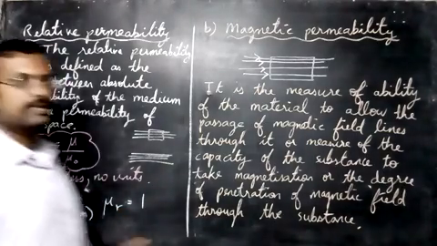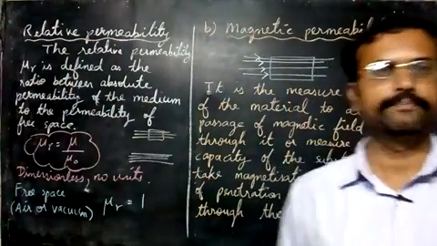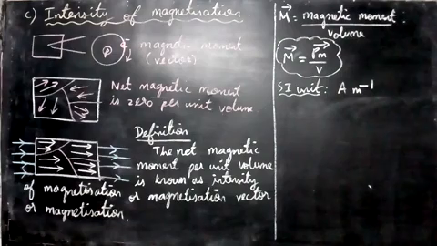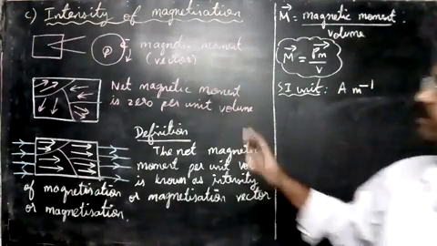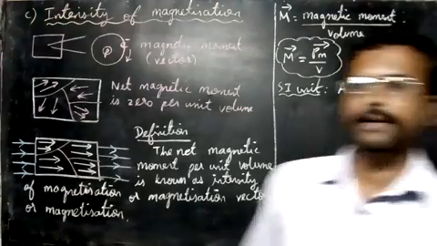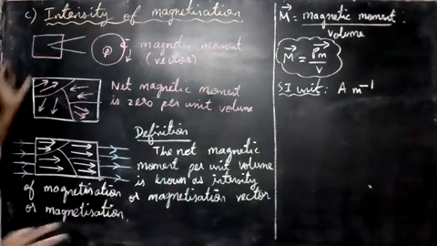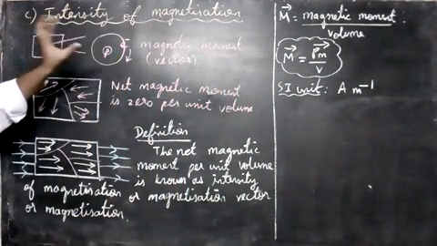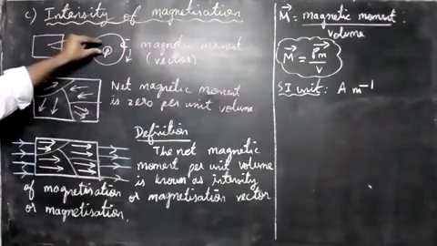Now let's go to another concept here. Let us now see what's meant by intensity of magnetization. Now we'll take a substance here. Any substance has a lot of atoms inside. So this is an atom we've taken, a simple hydrogen atom.